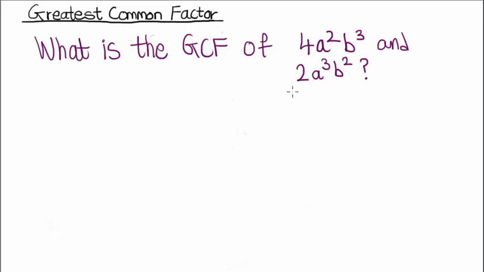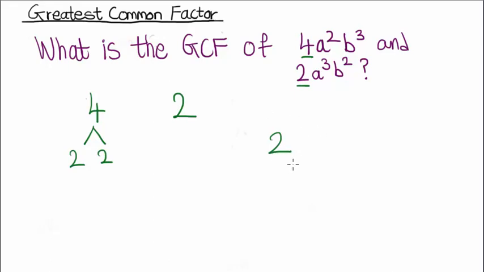The first thing that we can do is figure out what is the greatest common factor between the numbers. The first coefficient over here is the number 4, and the second coefficient over here is the number 2. So when I do the prime factorization for the number 4, I simply get 2 times 2. And since 2 is already a prime number, I can't really do a prime factorization for 2. Therefore, the greatest common factor between 4 and 2 is simply 2.